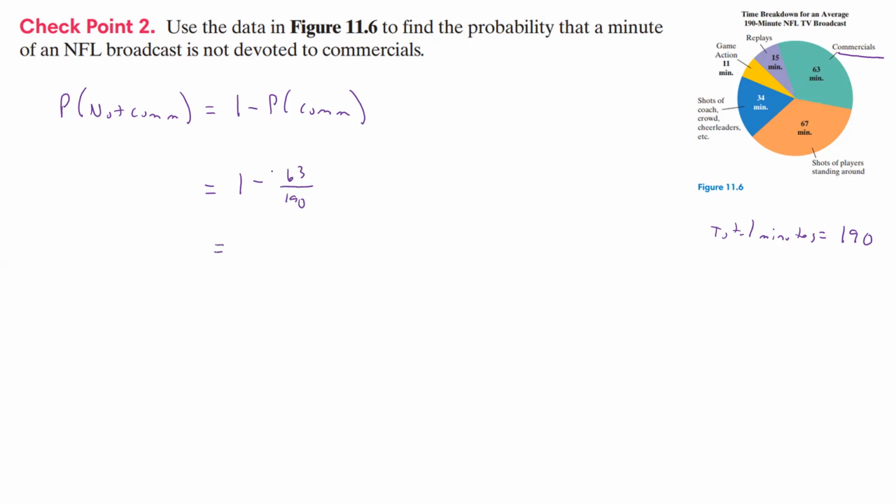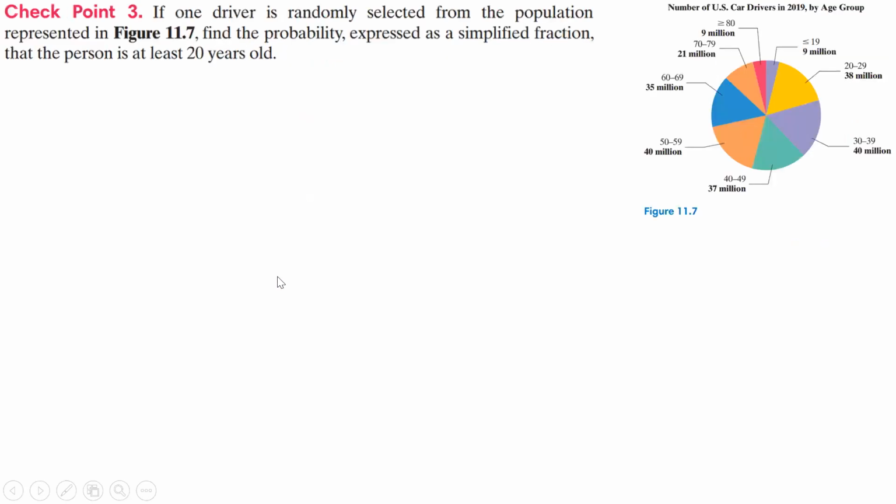And if we do that subtraction, that's going to be 190 over 190 minus 63 over 190, which gives us 127 over 190. And that can't be reduced. And so that would be our solution to this problem. Now, again, it all depends on if they ask us for a decimal or a fraction, but the fraction is going to be the most accurate answer. So I'll leave it as a fraction.